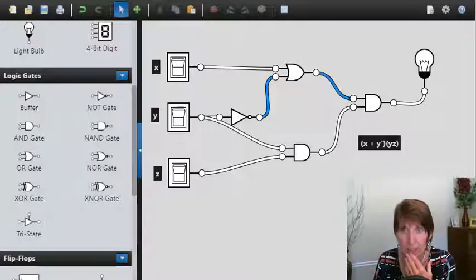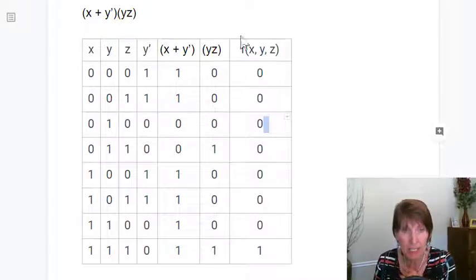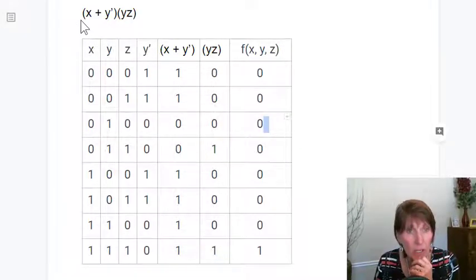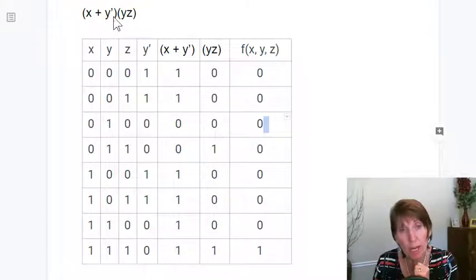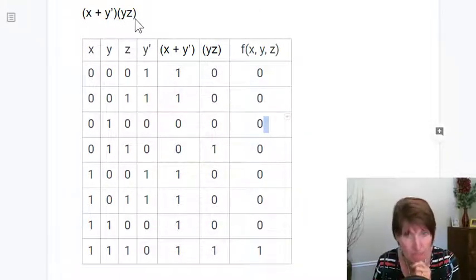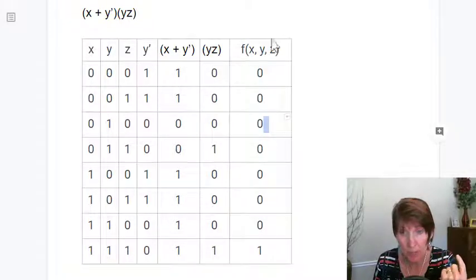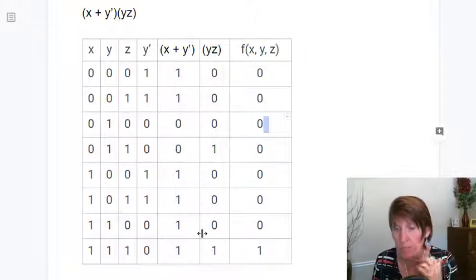Now I do want to verify it, and so I did this offline where I took that same expression, X plus complement Y times Z, and I just built a table so I knew what to expect. And notice what the end result was. It was all zeros except when they're all on. So let's go see if that's what we get.